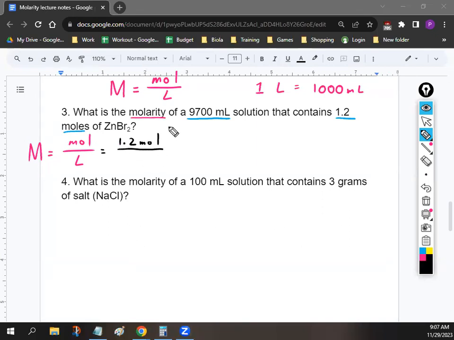But hopefully you noticed the other number that we have a problem with, right? Because it's not in liters, it's in milliliters. So what we have to do is turn this into liters before we can plug it into this equation. The conversion is 1 liter is 1,000 milliliters, so you just divide by 1,000. An easy way to do that is to find the decimal and move it 3 times to the left. But if that's confusing, just plug it into your calculator. So that's going to be 9.7 liters. Just make sure you turn milliliters into liters, and then we can plug it into our equation.